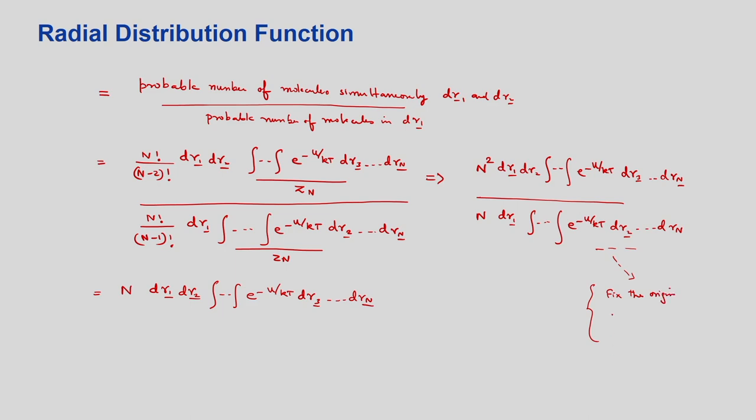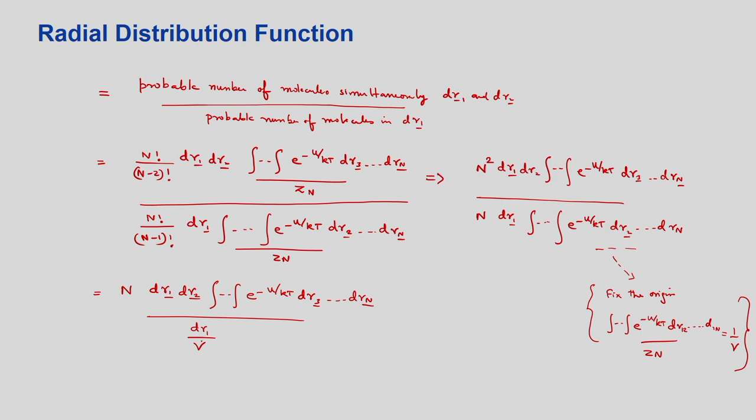Then you can prove it in this manner, e to the power of minus u by kT, divided by Zn. This will become nothing but equal to 1 upon V. So if you do that, you multiply 1 by V with this dr1. So it will become dr1 into 1 upon V, that is dr1 by V.